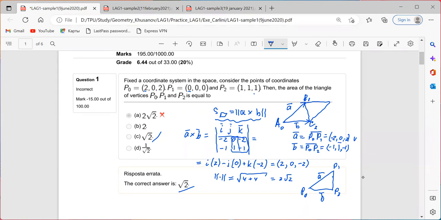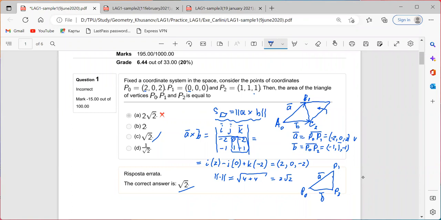In a similar way, we can compute the components of vector B. Vector B is the vector P0, P2. So from the P2 coordinates, we subtract the corresponding coordinates of P0. So 1 minus 2 will be minus 1. 1 minus 0 will be 1. And 1 minus 2, again, will be minus 1. So we have 2 vectors, A and B. Using the A and B vectors, we can construct a parallelogram. Here you see this parallelogram we have.